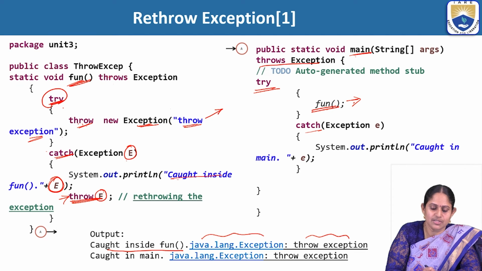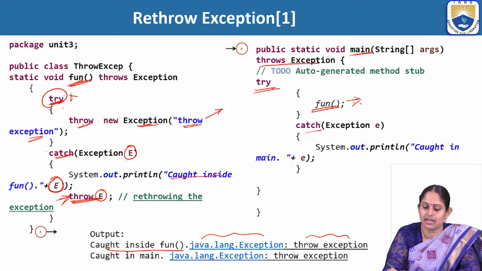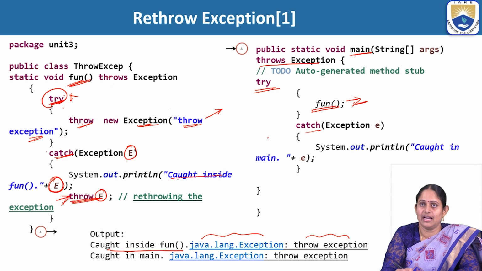Now inside the catch block, the exception object has been rethrown. Once it is rethrown, since there is no external, outer try block for this, it will come out of fun, and the runtime will check whether there is any exception handling mechanism inside the main. Inside the main, it is being handled, so this catch block will catch it.